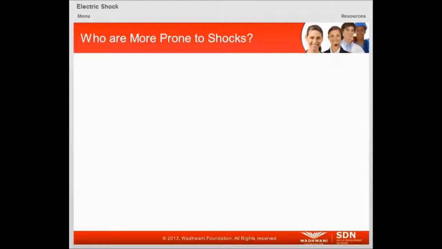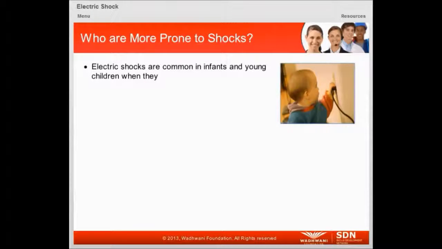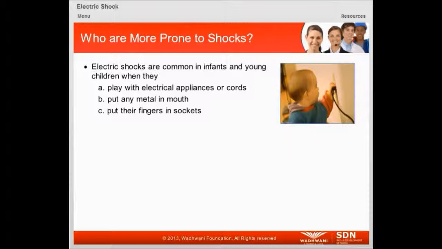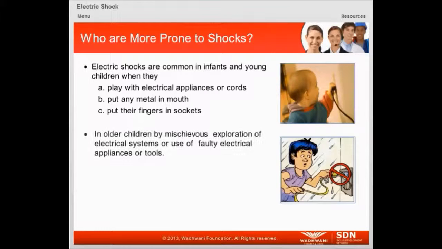Now let us see who are more prone to electric shocks. Electric shocks are common in infants and young children when they play with electrical appliances or cords, put any metal in the mouth, or put their fingers in sockets. In older children, it happens by mischievous exploration of electrical systems, or the use of faulty electrical appliances or tools. It also happens to people who try to repair electrical connections without proper precautions.